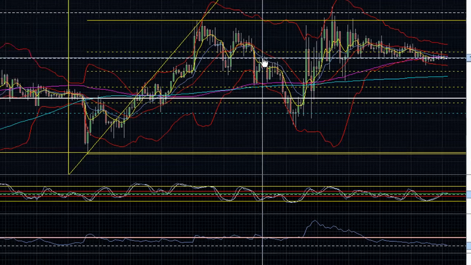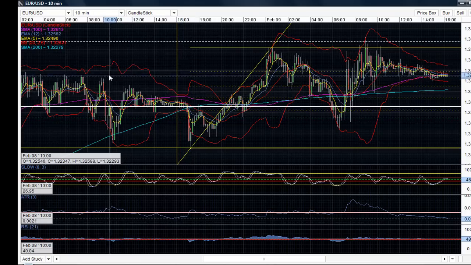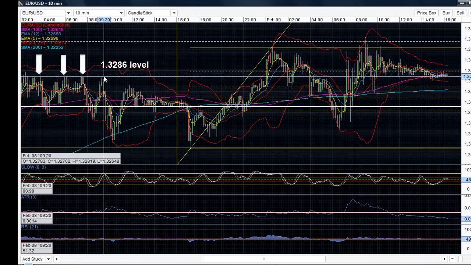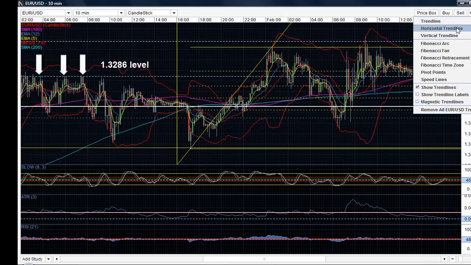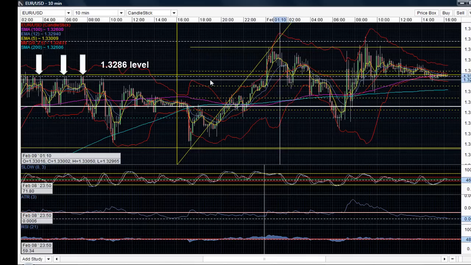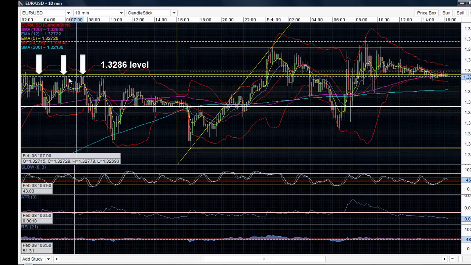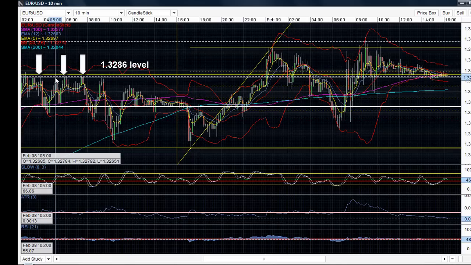Now, if you glance to the left side of the chart, you can see that this 32.86 level was at one point resistance yesterday. Let me put a line there to prove that this was an area of resistance. On a few occasions yesterday, price attempted to break above this 32.86 zone, but it couldn't.